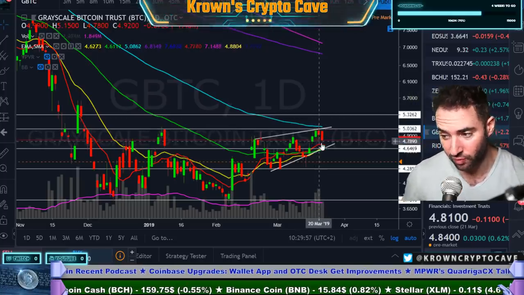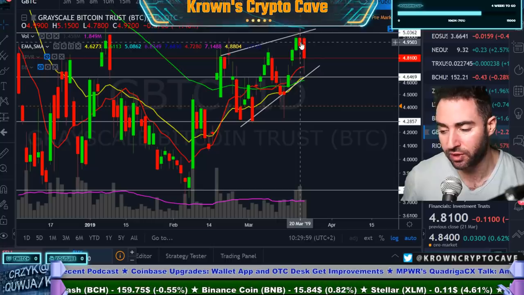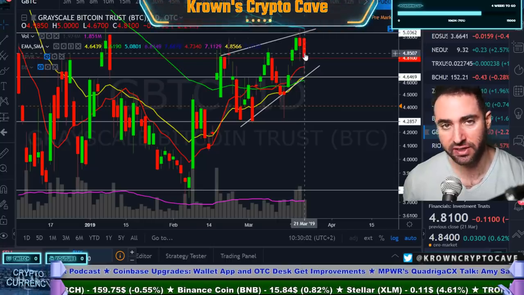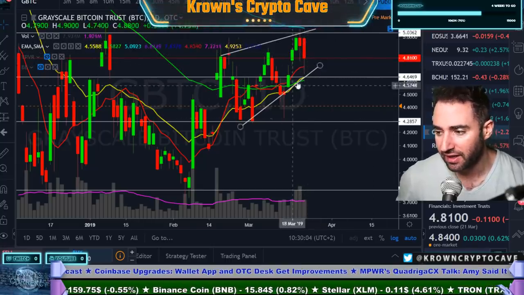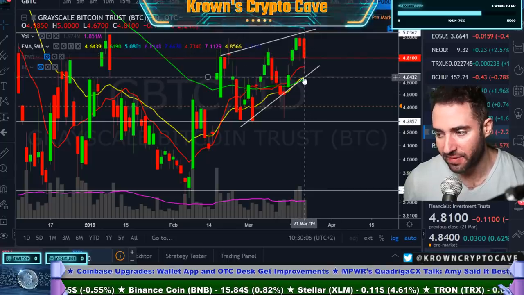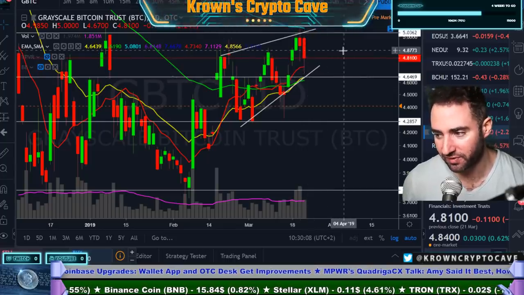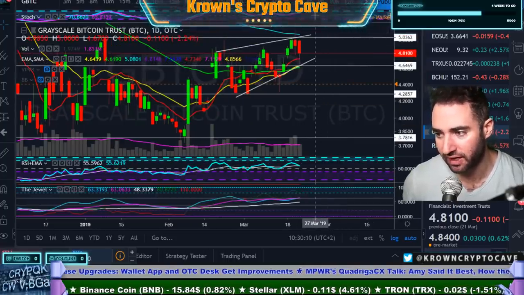But that was my signal. Why? Because I saw GBDC put in a reversal candle right here, then it confirmed it yesterday on open by opening down. And same thing here, popping back down to test the critical support at $4.64. We're seeing a lot of confluence between these.